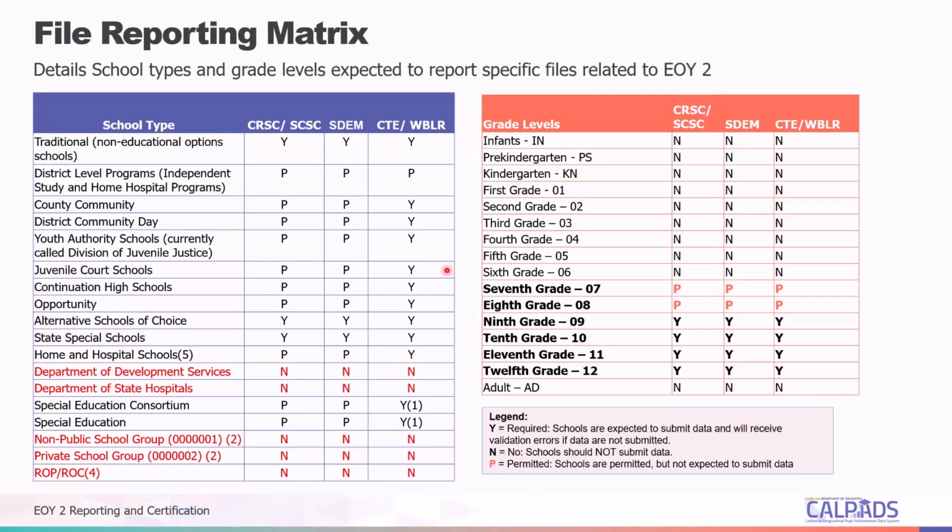This file reporting matrix provides guidance on what schools and grade levels are required or expected to have EOY2 related data submitted to CalPADS. You have here the different school types, grade levels, and the different file types, and whether or not it is a required field for specific schools, or if it's just permitted, or if it is not expected or not required at all.